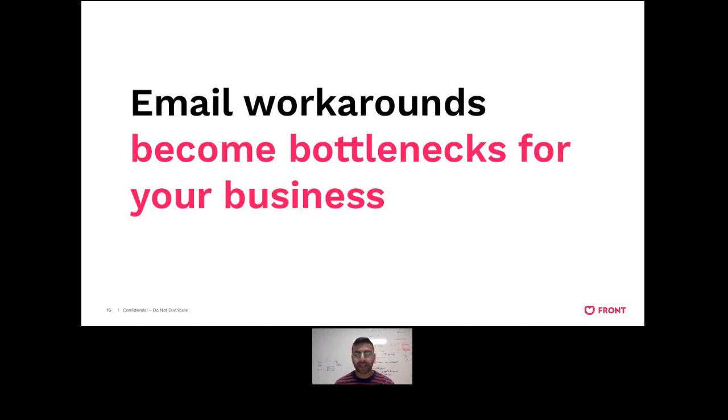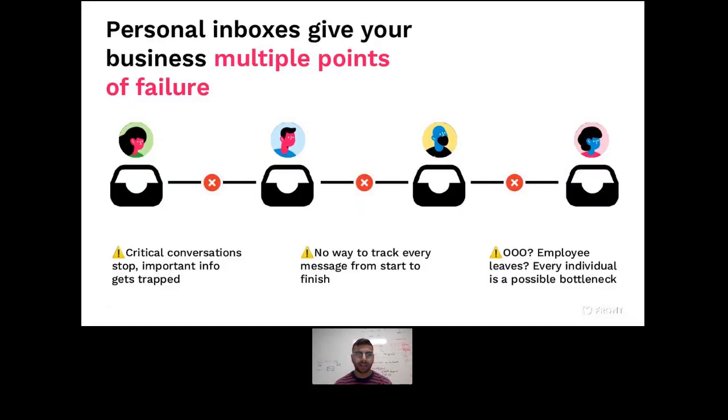And like I mentioned, you might have a ton of email workarounds, but they're becoming bottlenecks for your business, right? Personal inboxes give your business multiple points of failure. Critical conversations stop, important information gets trapped, and there's no way to track every message from start to finish. What happens if somebody's out of office or an employee leaves? Every individual is a possible bottleneck, right?